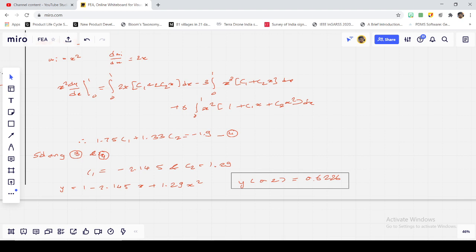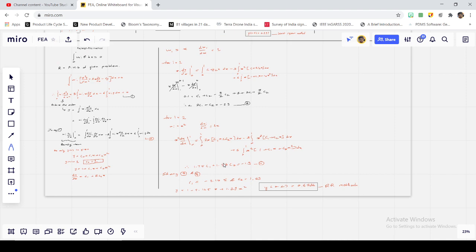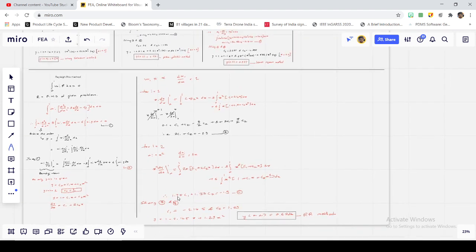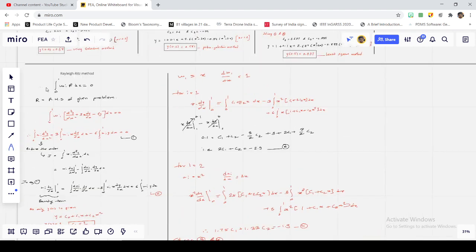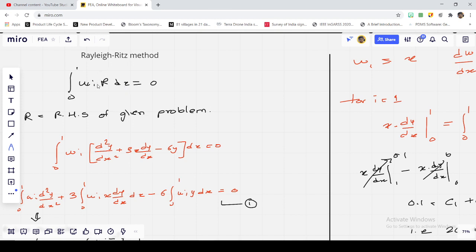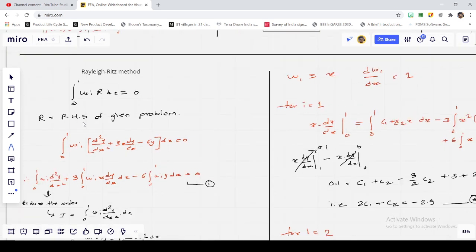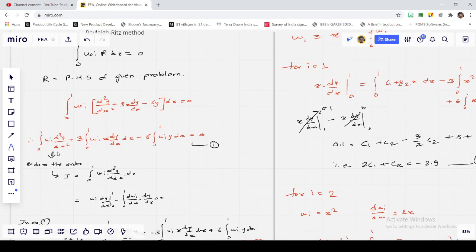Okay, so this is using RR method. Okay, so don't get carried away in RR method. The procedure is quite simple. You just have to substitute the R, your residue, as the given RHS of your problem, which is a differential equation, and then we have to move ahead by substituting.